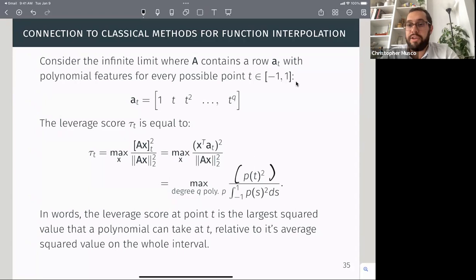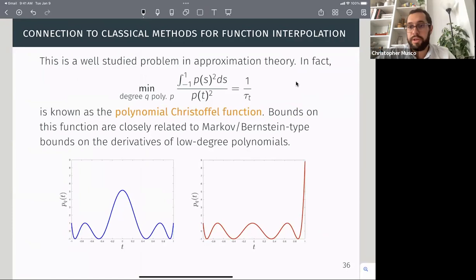And actually it's been extremely well studied. If you just invert this, instead you take the minimum of the inverse of that fraction, which is exactly equal to 1 over the leverage score, this has a name. It's known as the polynomial Christoffel function, and it's been super well studied in the approximation theory community and other communities. Bounding this function is closely related to things like Markov brothers inequalities or Bernstein type bounds for low degree polynomials.